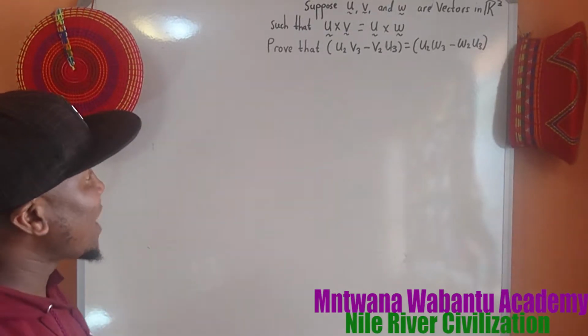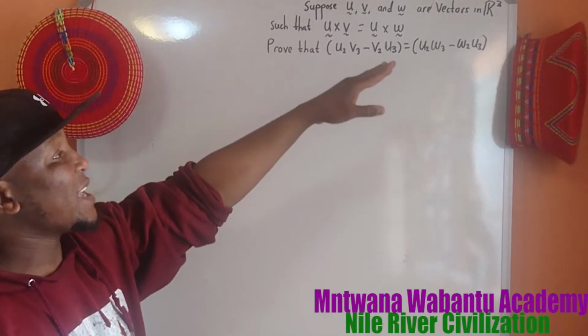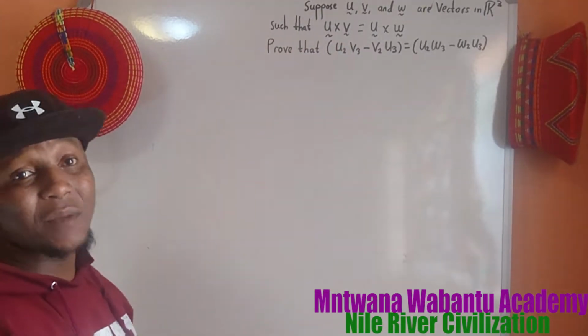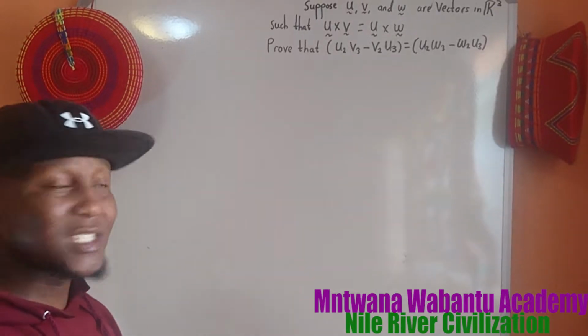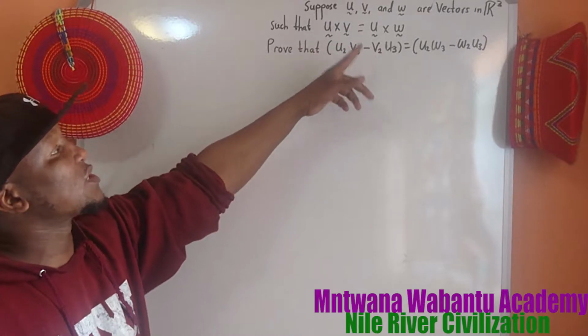Right, so we have a question right here. Suppose vectors u, v, and w are vectors in R3 vector space. R3 means vector space of three dimensions, such that u cross v equals u cross w.